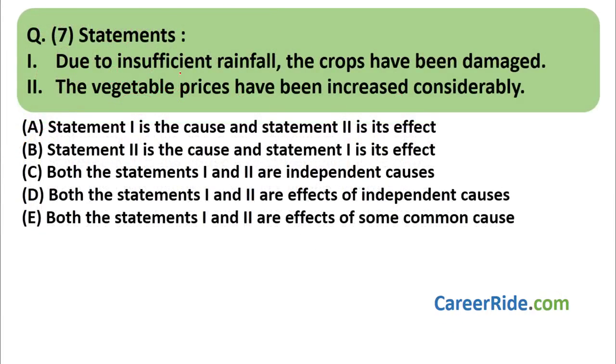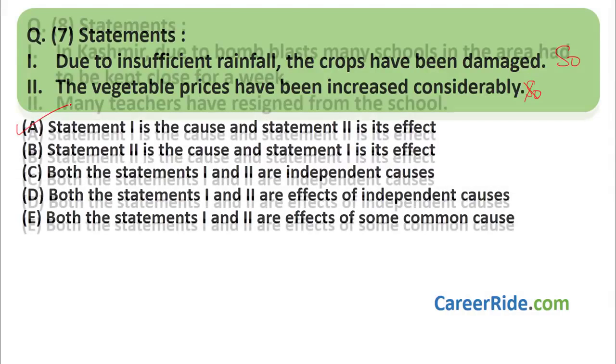Moving on to question number 7. Statements: due to insufficient rainfall, the crops have been damaged, so the vegetable prices have been increased considerably. Now this makes sense. Let's try the other way around. The vegetable prices have been increased considerably, so due to insufficient rainfall, crops have been damaged. This does not make sense. Only the first makes sense. So the answer is A.